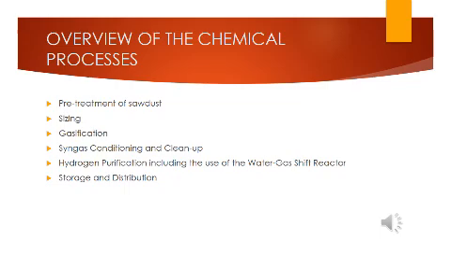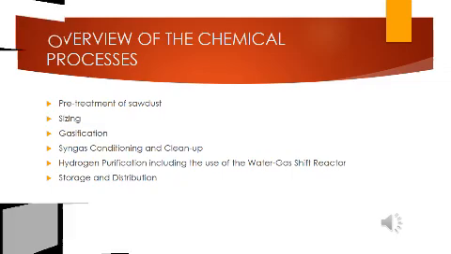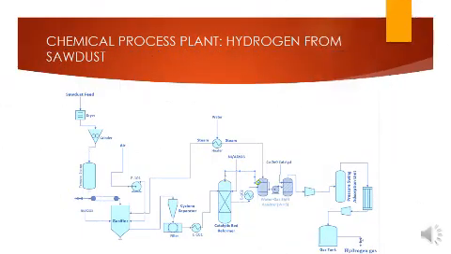Overview of the chemical processes. We have the pretreatment of sawdust, sizing, gasification, syngas conditioning and cleanup, hydrogen purification, including the use of the water gas shift reactor, storage and distribution. Chemical process plants. So this is the overview of the chemical process plants. This is what we generated with the Microsoft Visio.